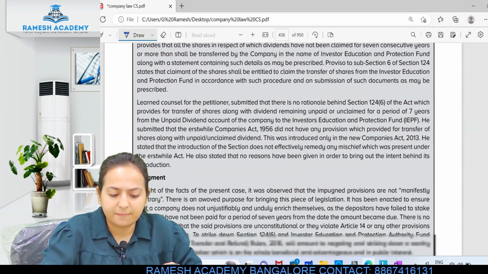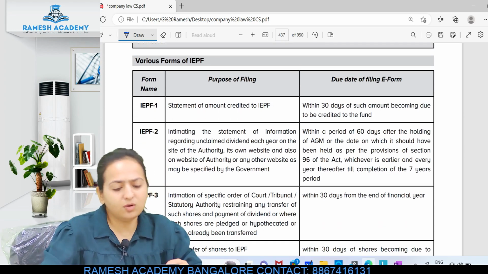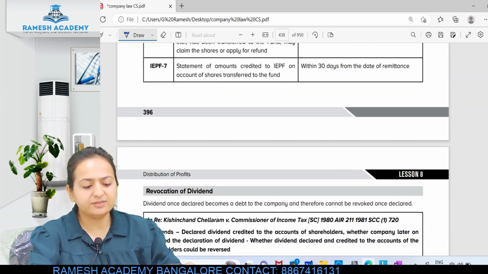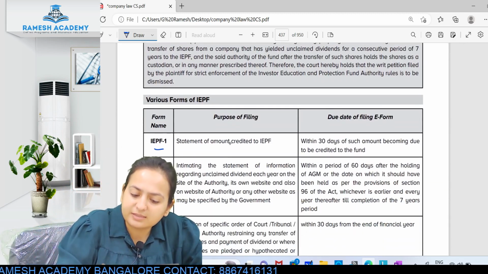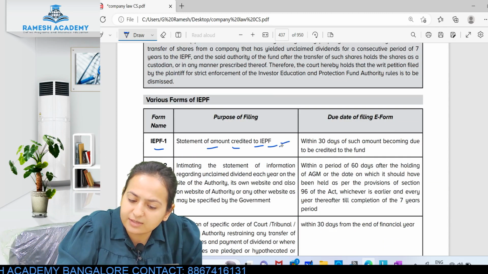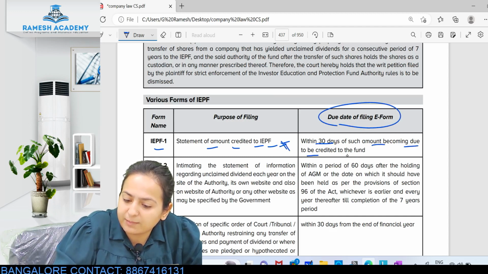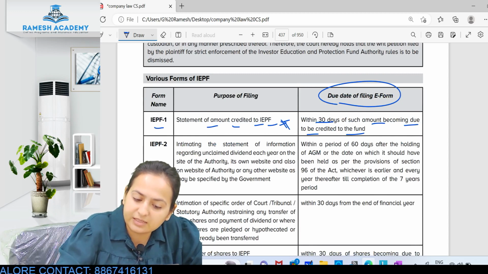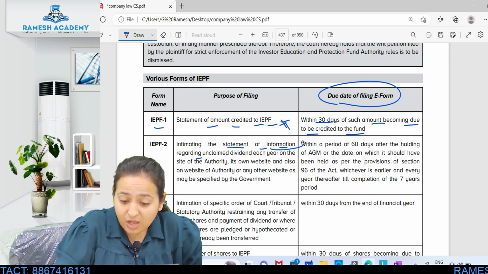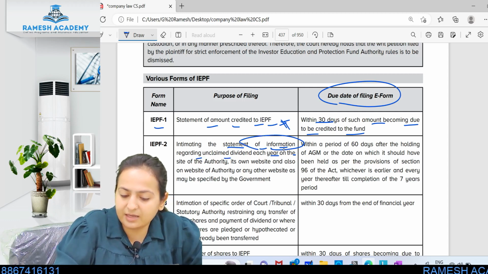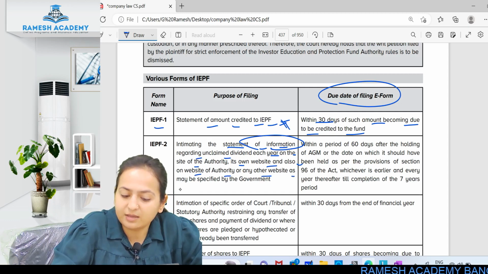Next is the summary for your purpose. So 1, 2, 3, 4, 5, 7 forms that we have studied. First is IEPF 1, the statement of amount credited to the IEPF, which needs to be filed within 30 days of the amount becoming due to the fund. Then is IEPF 2, which is the statement of information regarding the unclaimed dividend on the website and on the site of the authority.